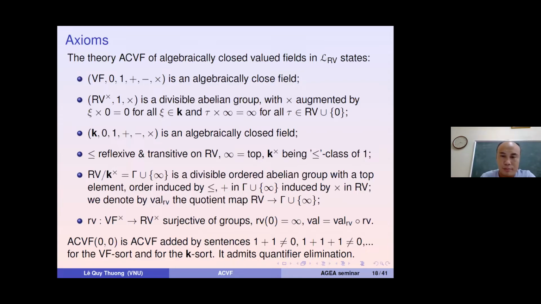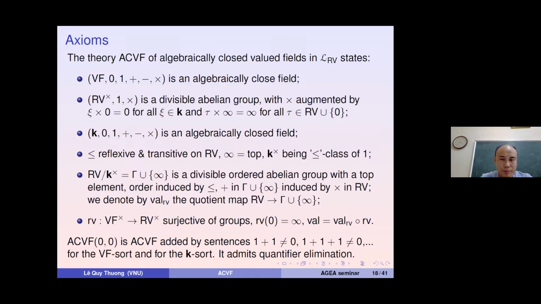And we have one more statement. RV from VF star to RV star is a surjective map of groups. And RV of 0 is equal to infinity. And val can be decomposed as the composition of val RV and RV. And these are the axioms of the theory ACVF of algebraically closed valued fields.